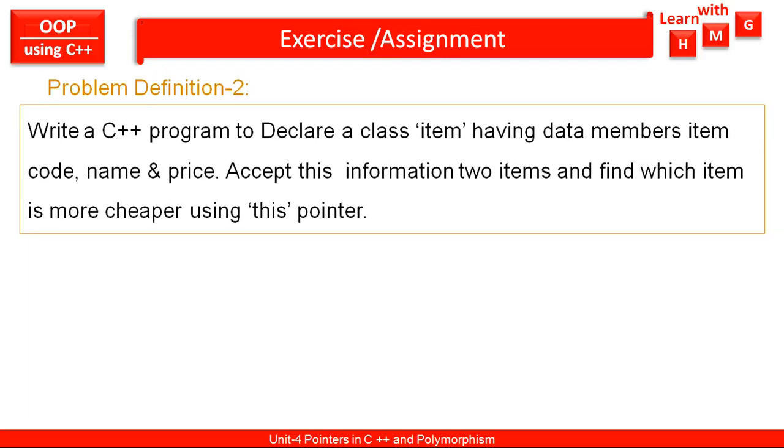The second exercise program for you is to write a C++ program to declare a class item having data members item code, name and price. Accept this information for two items and find which item is cheaper using this pointer. There are two items, every item having code, name and price, and you have to compare these two items in terms of price. If the item has the lesser price, then that item is the cheaper item, and this you have to find using this pointer. Here the concept of function returning calling object will be used to solve this problem.